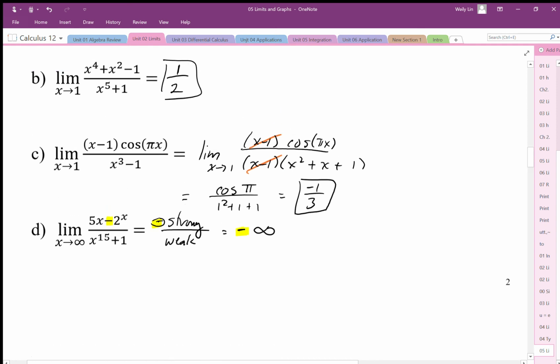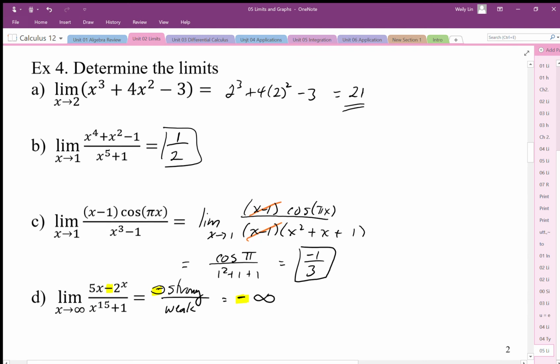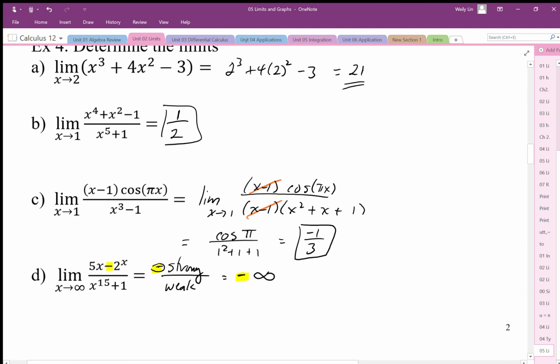And again, if we want to check these, we can always graph these and check out the graphs of these and confirm the limits. Limits are easiest done through graphs, so we can always check our limits through graphs.